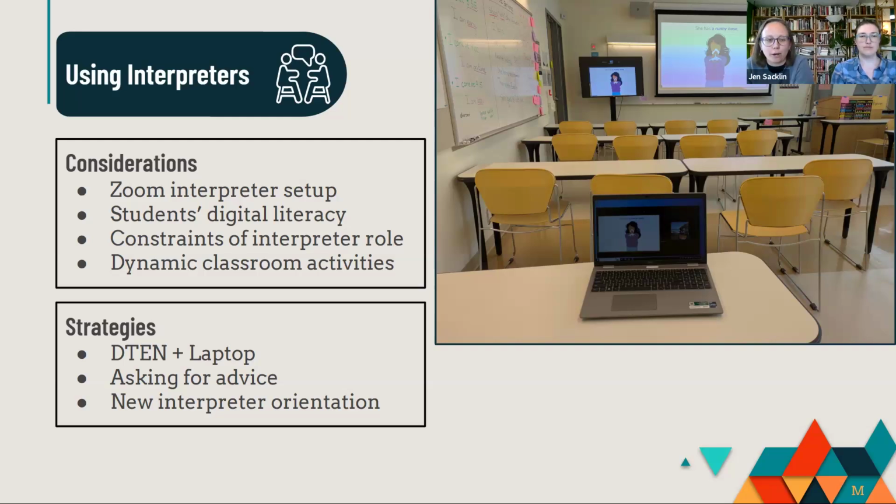There are certain constraints of the interpreter role. As we've said before, interpreters, their job is to interpret one-to-one what is said in the classroom. Some interpreters are very specific as to they will only stick to that role. Other interpreters are a little bit more able and willing to take on the role of tutor or helper to help students throughout the class and potentially explain things a little bit more.